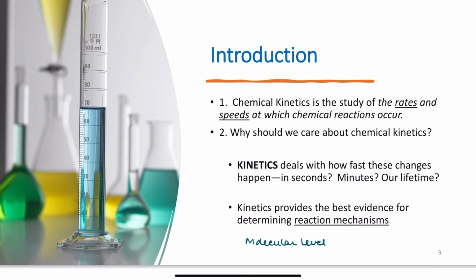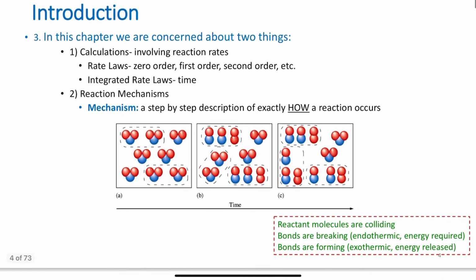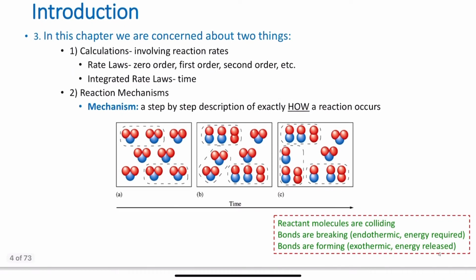So looking at the molecular level, how is this reaction occurring? In this chapter, we're concerned about two things. Calculations. I mean, it is chemistry, gen chem class after all, right? But we're doing calculations involving reaction rates. We're going to talk about rate laws. You are specifically responsible for calculating zero order, first order, second order integrated rate laws. But you will see rate laws that also go third order, fourth order, etc., depending on the reaction.